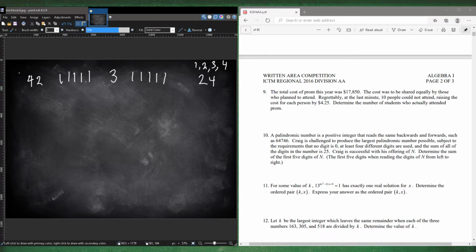So what are our first five digits? Well, it's 4 plus 2 plus 1 plus 1 plus 1. So that's 6 and then 9. And that's your answer for number 10. Basically, just use logic and it should be that simple.